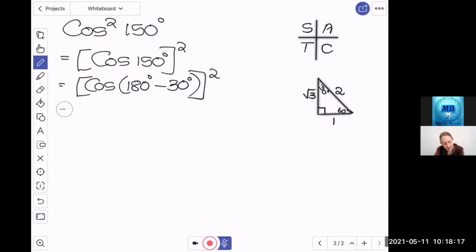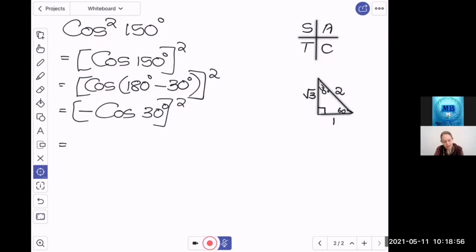Now we apply our knowledge that we are working in the second quadrant. We know cos will be negative, so applying the rule for 180 minus theta, we end up with negative, because it's in the second quadrant, and then the cos of only the acute angle, the 30 degrees. So we end up with negative the cos of 30 degrees, and the whole of that still squared.